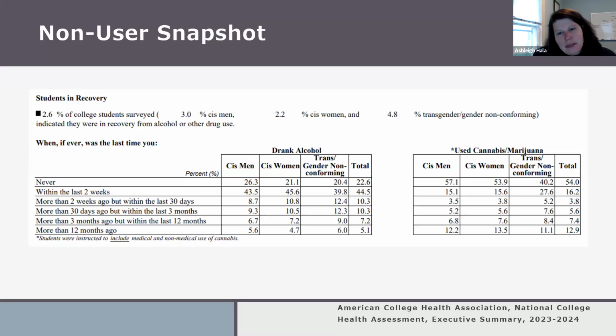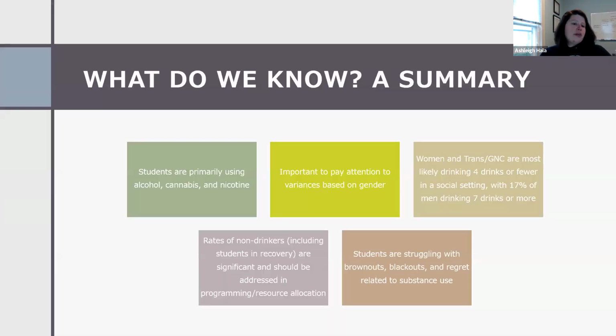And then again, if we think about what type of indicator we're looking at, right? Is two weeks indicative? Is 30 days indicative? You'll see as this chart moves down, within the last two weeks, more than two weeks ago, more than 30 days ago, more than three months ago, more than 12 months ago, you'll see how that data changes. And so what this is telling us is that there is a population of non-users on our campus, and we need to make sure that within our substance abuse or misuse strategy, they are present in the work that we're doing.